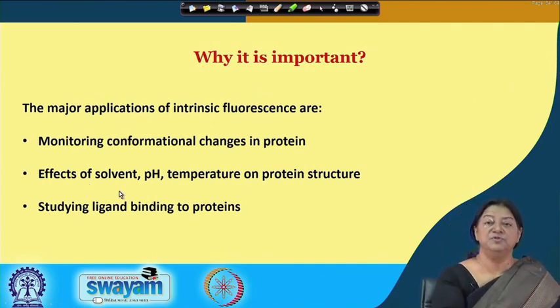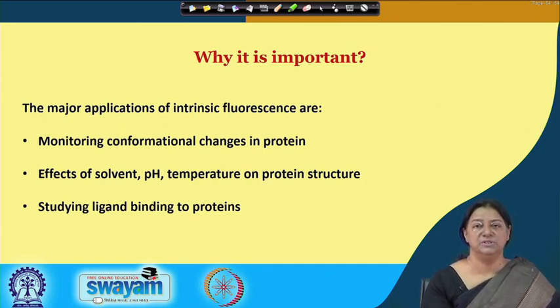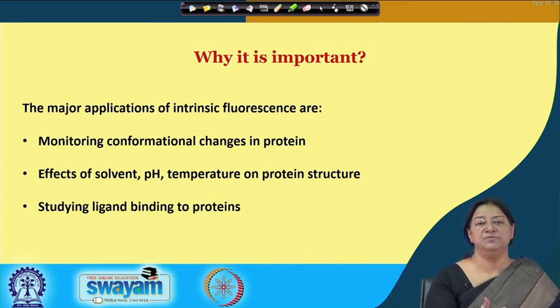The effects of the solvent, pH, temperature on protein structure can also be studied when we look at fluorescence spectra. If we increase the temperature, what happens to the fluorescence spectra? If we change the pH, what happens to the fluorescence spectra? If we change it from a non-polar solvent to a polar solvent, what happens to the structure of the protein? All of this can be monitored through fluorescence spectroscopy.